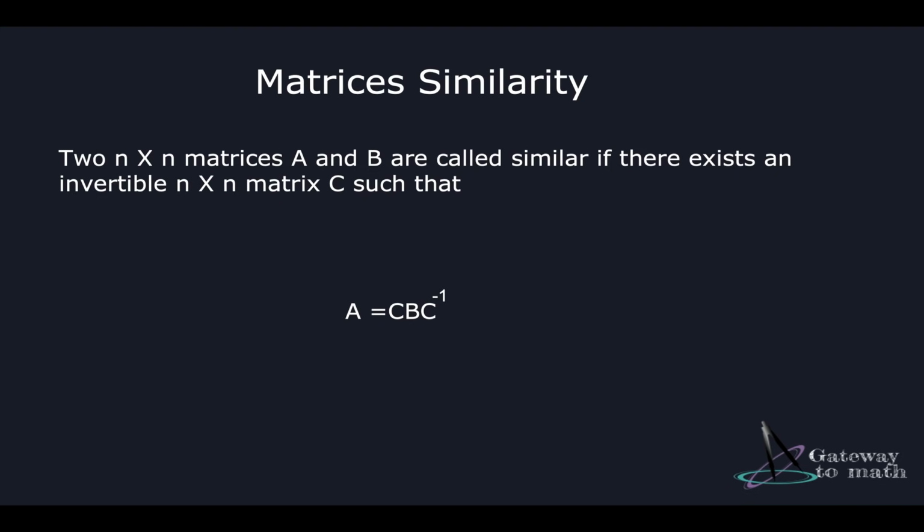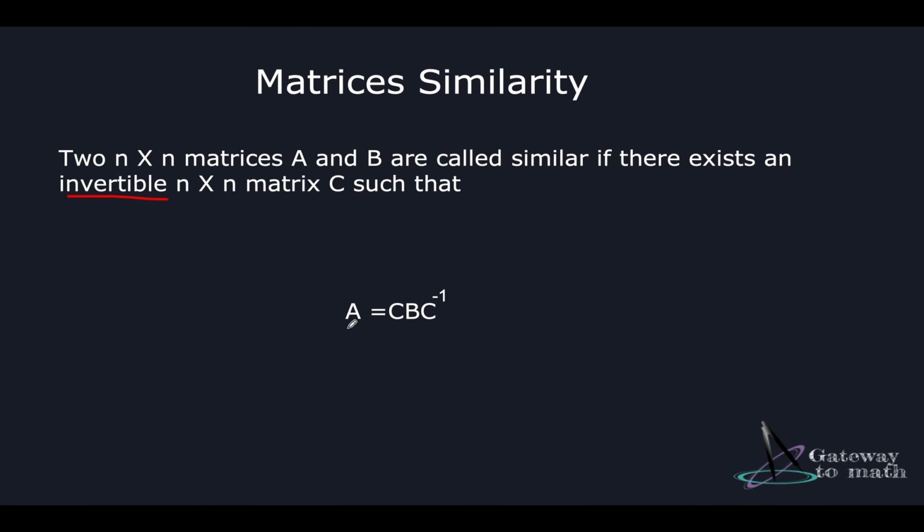That condition says that if A equals C multiplied by B multiplied by the inverse of C, and when we multiply the three together we get A back, then the matrices A and B are similar. One important word to note in this definition is the word invertible. We've discussed invertible before, but we will be discussing this again in the next slide.